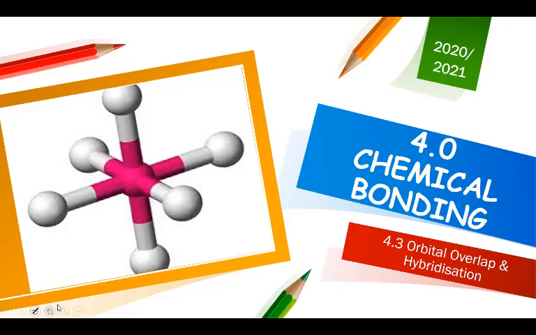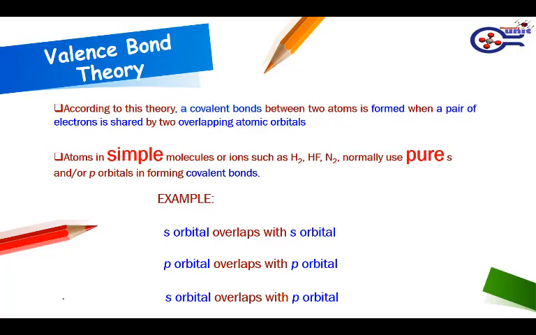In this session, we will learn about orbital overlap and hybridization. Let's start with orbital overlap. First, we will discuss valence bond theory.